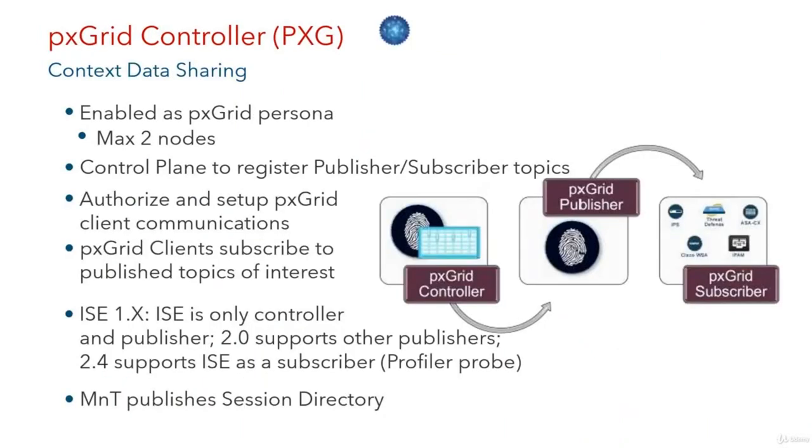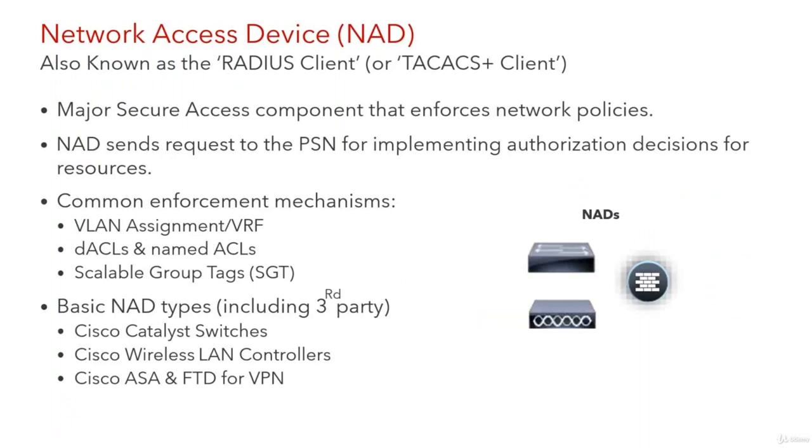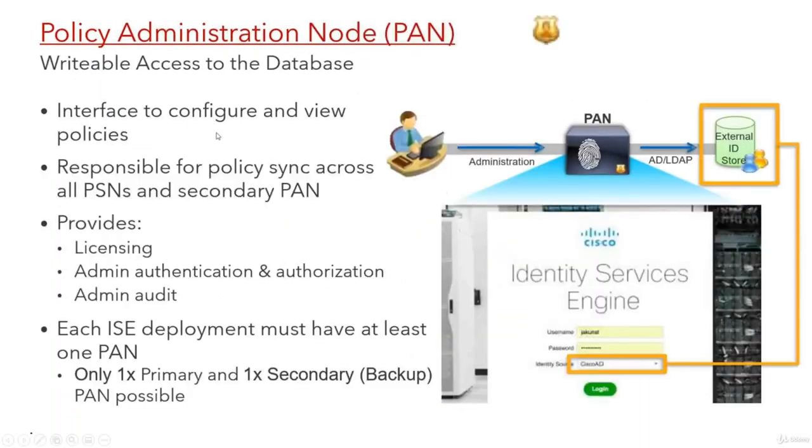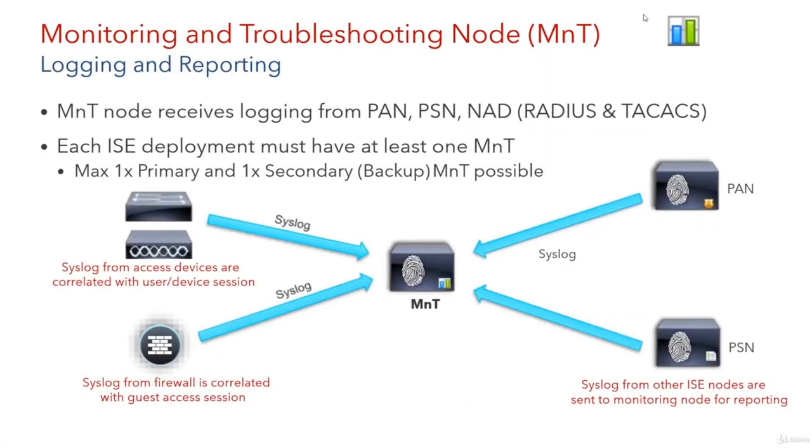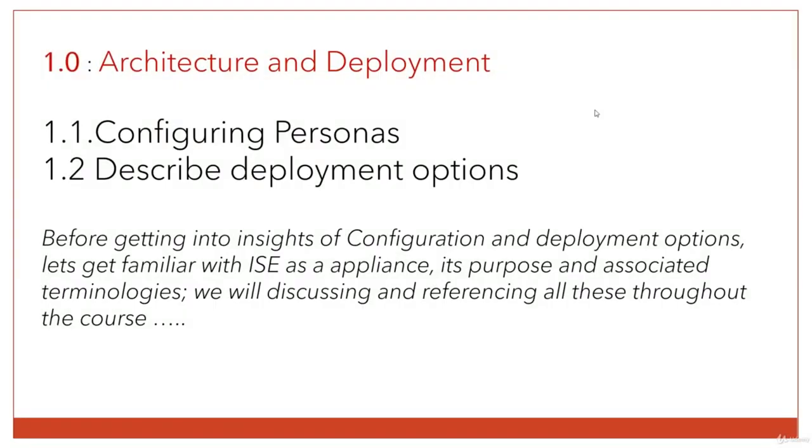So if you go and check the nodes, you'll find it is given how many maximum nodes you have in terms of pxGrid, how many nodes you have in terms of the administration node. So what will be the least number and what will be the maximum number? Even better, we can go and refer to the data sheet before doing the actual deployment for the ISE.